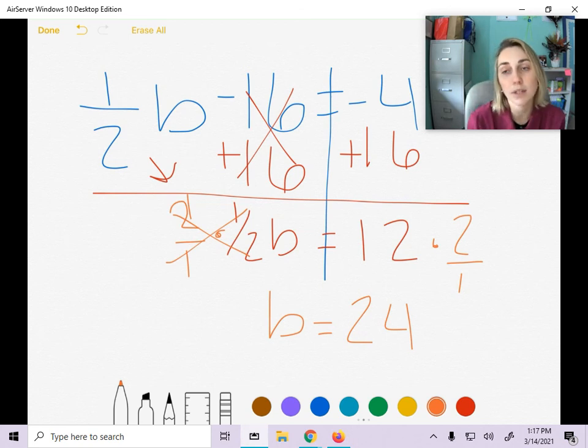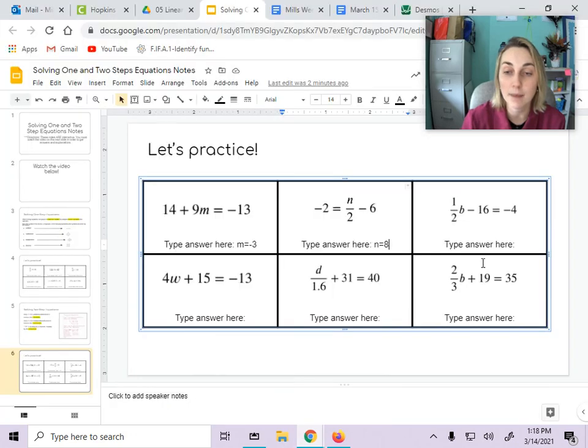And again, if you wanted to plug that into our equation to see if it worked out, that is completely fine. In this case, if 24 was substituted into our original equation, it would equal -4, so it is the correct answer. So I'm going to go in and say b is equal to 24.